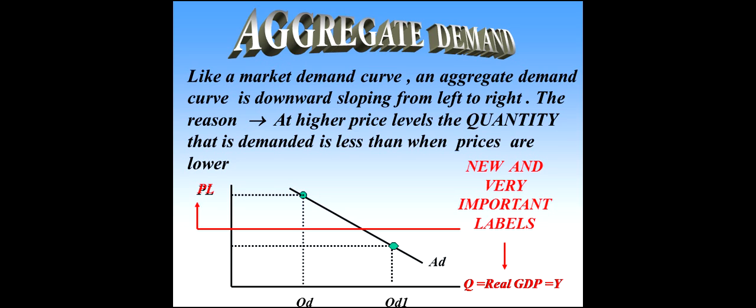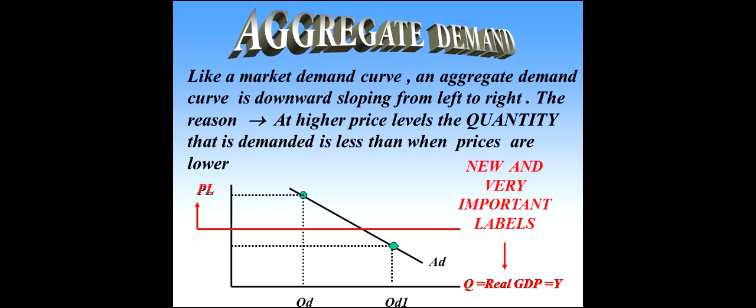So in starting with aggregate demand, like a market demand curve, an aggregate demand curve is also downward sloping from left to right. The reason for this is similar to a market demand curve in that at higher price levels, the quantity that is demanded, even in an overall economy, is less than when prices are lower. Now, a couple of things have changed here on our chart since we're looking at an overall economy. We have some new and very important labels here to note.